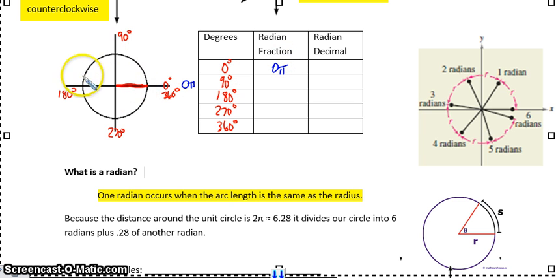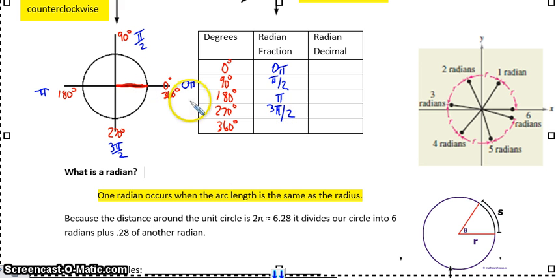And if I'm thinking about going around my circle, when I get up to 90 degrees, we have pi over 2. 180 degrees is the same as pi. 270 degrees is the same as 3 pi over 2.